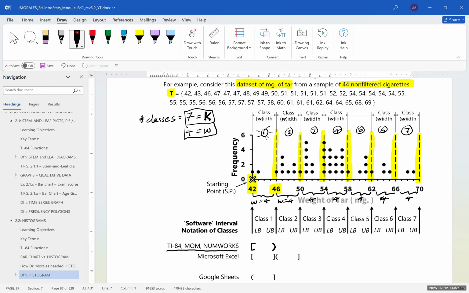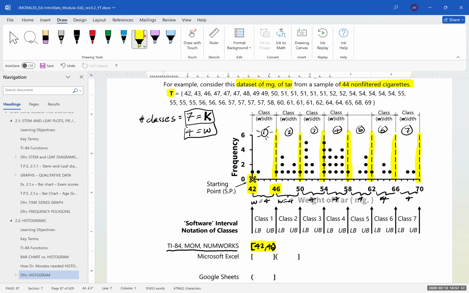Left bracket means it includes the value that's put next to it. So this interval would go from 42 to 46. What this means is that we're going to include 42. We're going to choose every number that includes 42 but excludes 46.